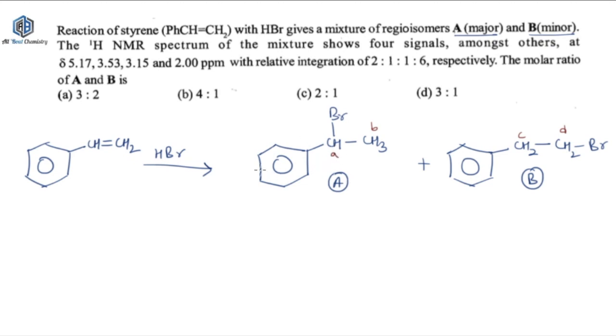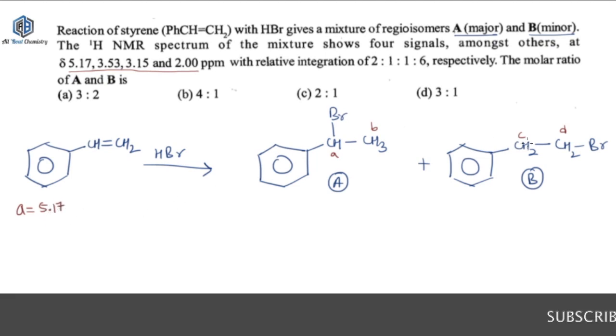One more thing, just before going into that, you might be wondering why I'm not taking any proton of this phenyl ring. There is no value given over here in the aromatic region, right? All these values do not lie in the aromatic region. So you can say that the aromatic protons have not been considered in this question. Now, A has a chemical shift value of 5.17 ppm.